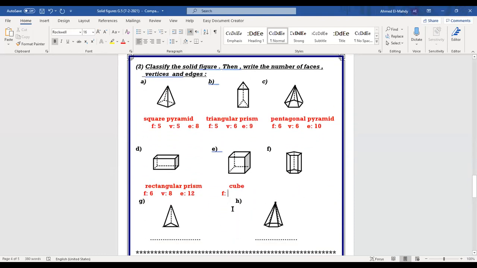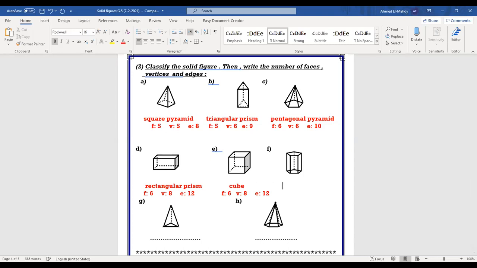Faces: 4 plus 2 equals 6. Vertices, multiply by 2: 4 multiplied by 2 equals 8. And the edges, multiplied by 3: 4 multiplied by 3 equals 12. Okay, quickly guys, the next one, because there is no time.